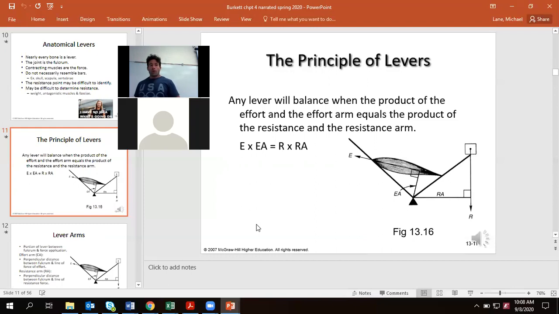So in a perfect world, if you really wanted to break this down, the easy way is just looking at the bicep, but really we've got the bicep, the brachialis, and the brachioradialis. All of those are producing their own amount of effort and have their own effort arms. This is what you guys are going to be doing in your projects. Now, for the resistance, we've got not just the weight of the marker, we've got the weight of my hand, which is way heavier than the marker, and the weight of my forearm, which is even heavier than my hand. And then I've got my wedding ring and a bracelet on, and all of those add a little bit more load. So it's the sum of all of the resistance times the resistance arms on one side and the sum of all the effort times the effort arms on the other.